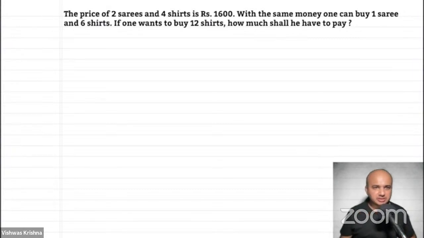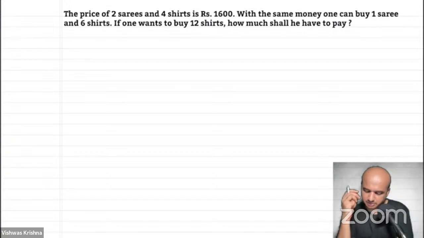We have a similar problem, similar in the sense, an arithmetic problem once again. The price of 2 sarees and 4 shirts is 1,600, they say. With the same money, one can buy 1 saree and 6 shirts. That is once again 1,600. If one wants to buy 12 shirts, how much shall he have to pay?